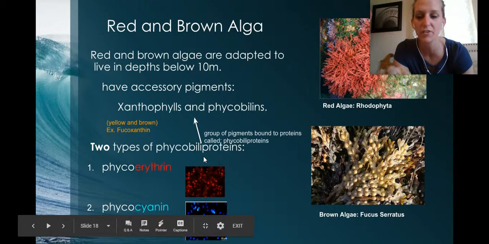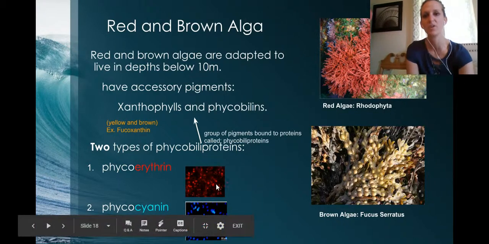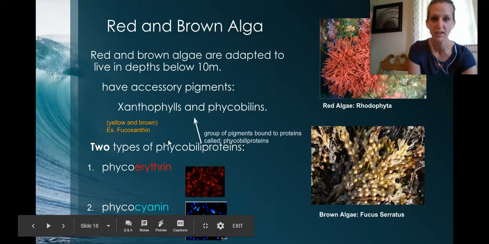Phycobilins, again, you have phycoerythrin and phycocyanin. So a group of pigments that are bound to proteins, actually. Phycoerythrin shows red, phycocyanin shows green.